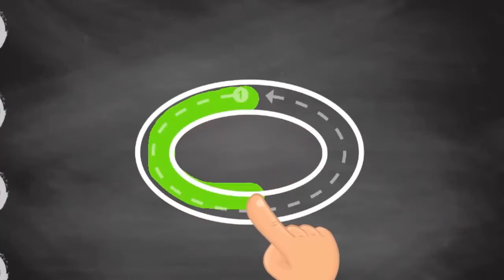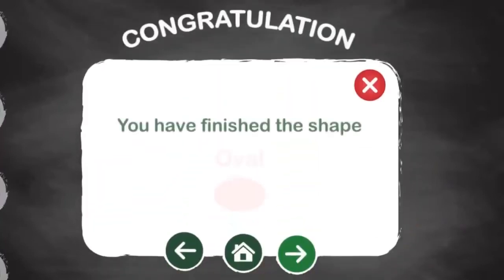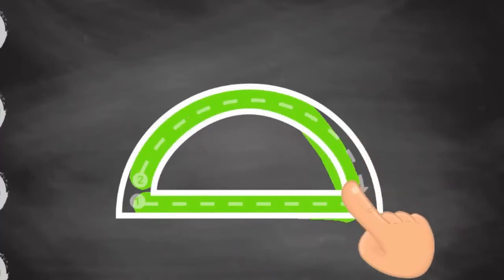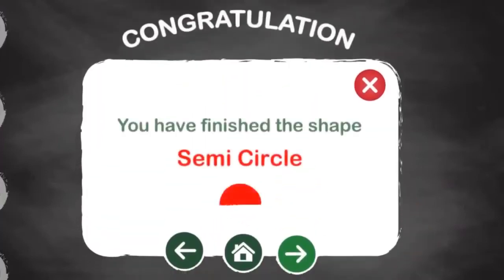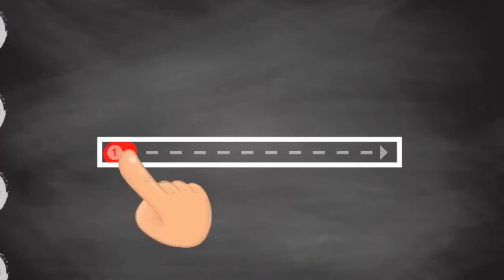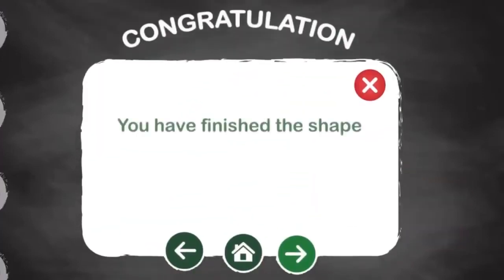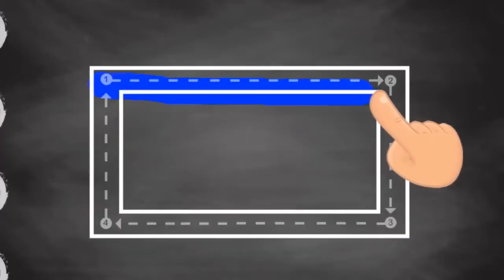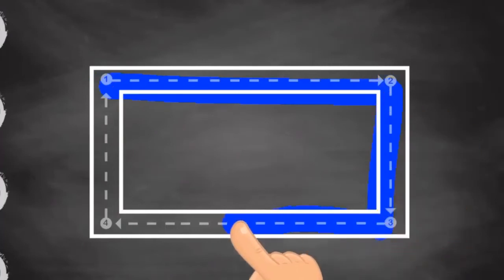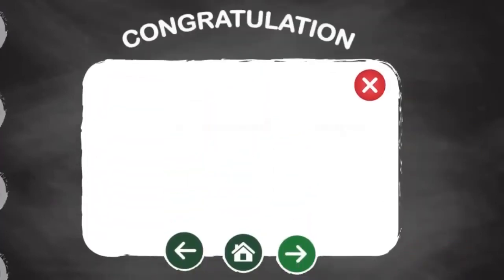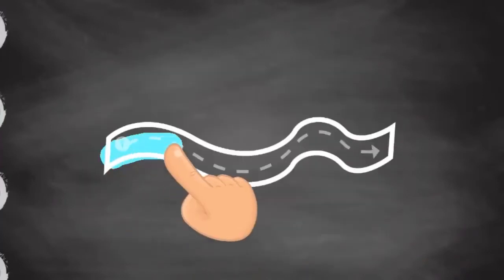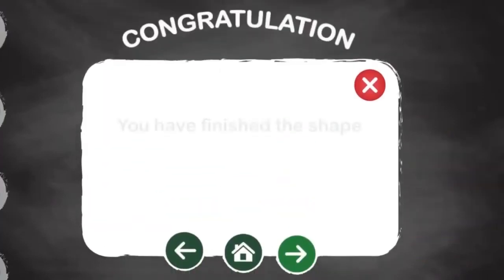A one stroke. That's an oval. That's an oval. That's easy too. It's like a D upside down. That's a semicircle. That's a one stroke, a line. This one has 4 sides, but it's not a square. What is it? It's a rectangle. Oh, that's interesting. A curved line, it's a zigzag.